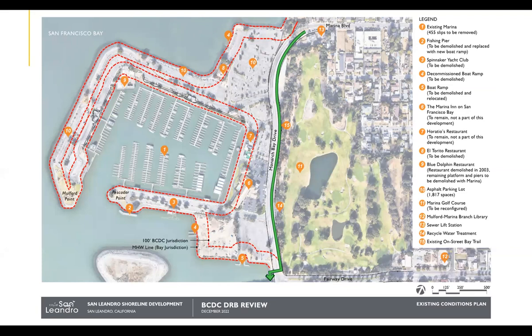There is a El Torito on the northern portion there, right at the corner, number 8. There is the old Blue Dolphin where number 9 is shown. As you come around towards the east end of the basin, there is an existing restaurant, Horatio's, that this project does not intend to do anything to or dislocate at all. And further south is the Marina Inn, number 6, that will also remain. There's also the Spinnaker Yacht Club, number 3, an existing pier, and then two different boat launches. One is rarely used, number 4, and number 5 is also rarely used, but it's a little more active.